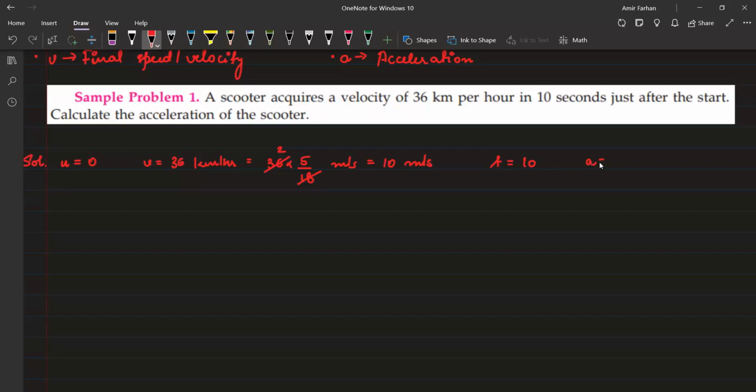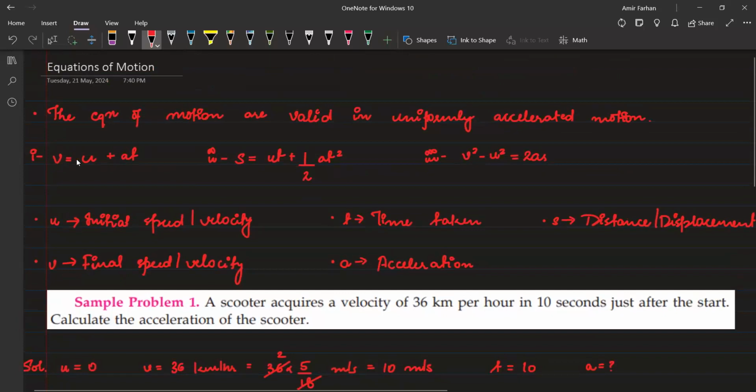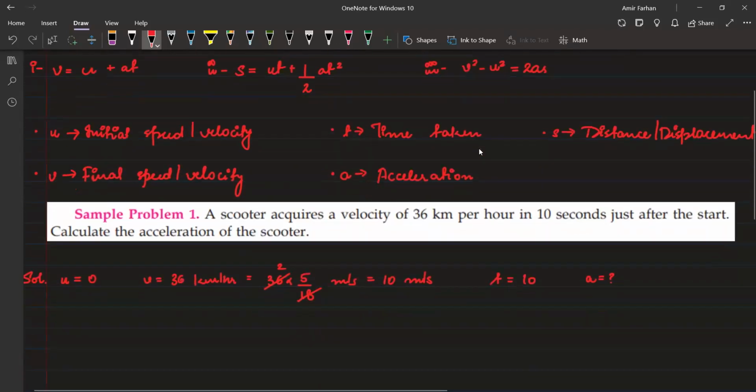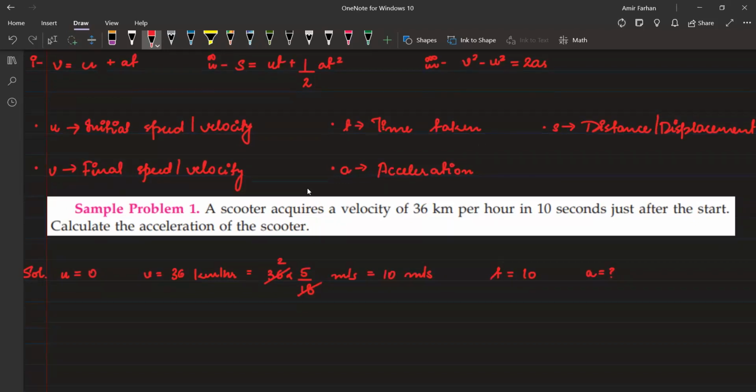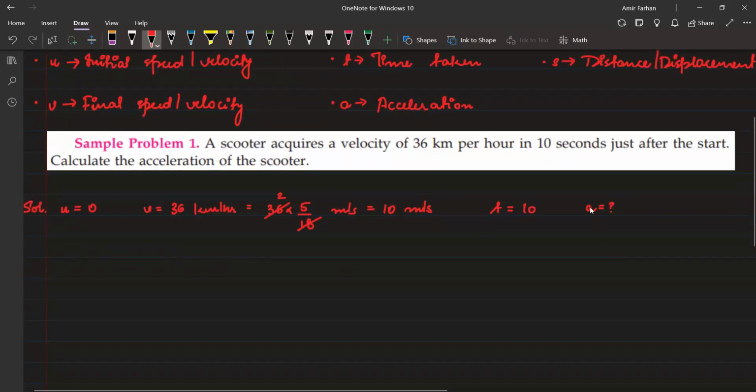And we need acceleration. So how many quantities are given? In every equation, there are 4 quantities: 1, 2, 3, and acceleration is the fourth. So in this question, we have 3 quantities and we need to find the acceleration. We have the initial velocity, the final velocity, and the time in seconds.